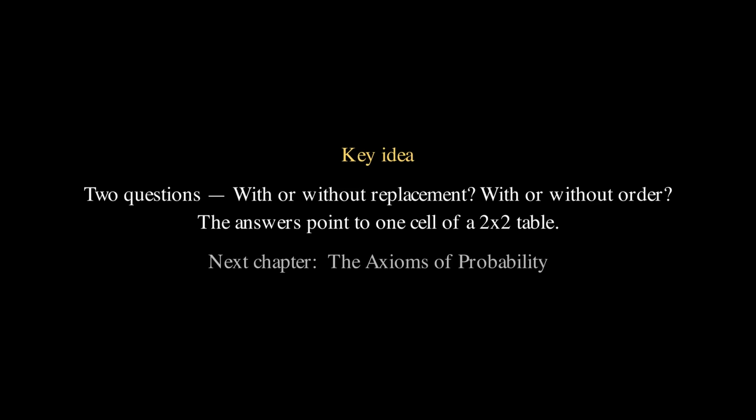Every sampling problem is 2 questions, sampling with or without replacement, and sampling with or without order. The answers dictate which cell of the sampling table should be used. Next chapter, we make probability models rigorous with the axioms of probability.